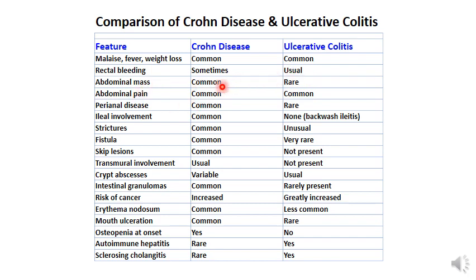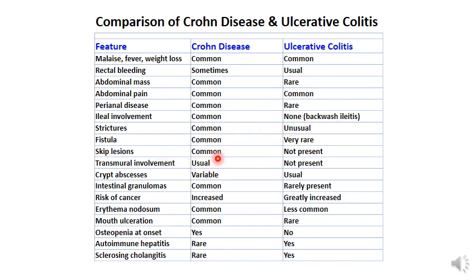Abdominal mass is common in Crohn's disease and rare in ulcerative colitis. Abdominal pain is common in both Crohn's and ulcerative colitis. Perianal disease is common in Crohn's and rare in ulcerative colitis. Ileal involvement is common in Crohn's disease, and none or backwash ileitis in ulcerative colitis. Stricture is common in Crohn's and unusual in ulcerative colitis, and so on.